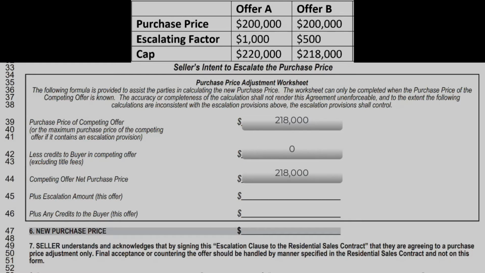Now we're adding on the escalation amount. So the escalating factor of this offer is 1,000. So $218,000 plus 1,000. And then you can subtract any credits to the buyer for this offer. There were none for this specific scenario, so that would be 0. So your new purchase price on line 47 is $219,000.